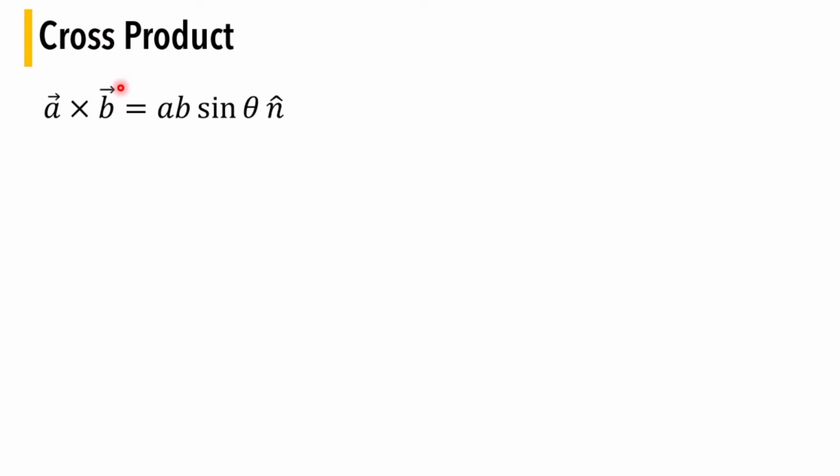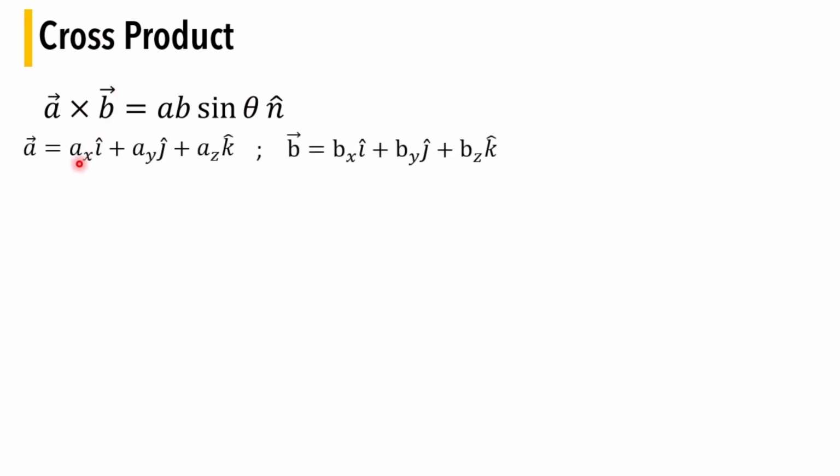Okay, now let us consider we have two vectors like this, which are represented in the form of coordinates. A is represented by AXi plus AYj plus AZk, and B is represented as BXi plus BYj plus BZk. So these X, Y, and Z are the components along the X axis, Y axis, and Z axis. Now let's multiply them by cross product.